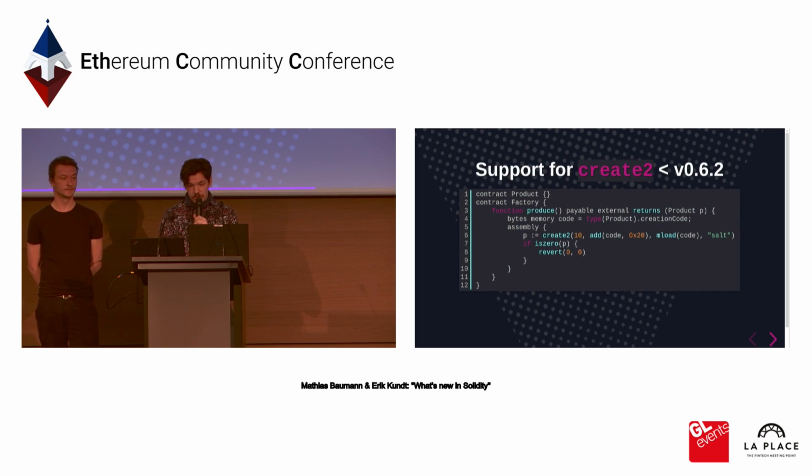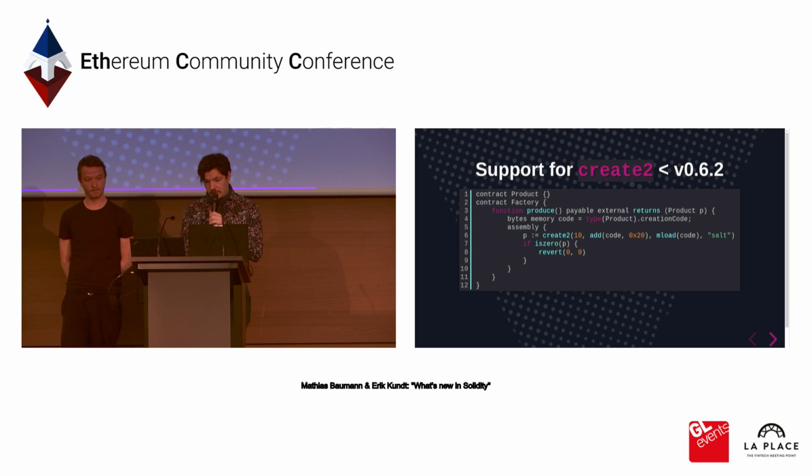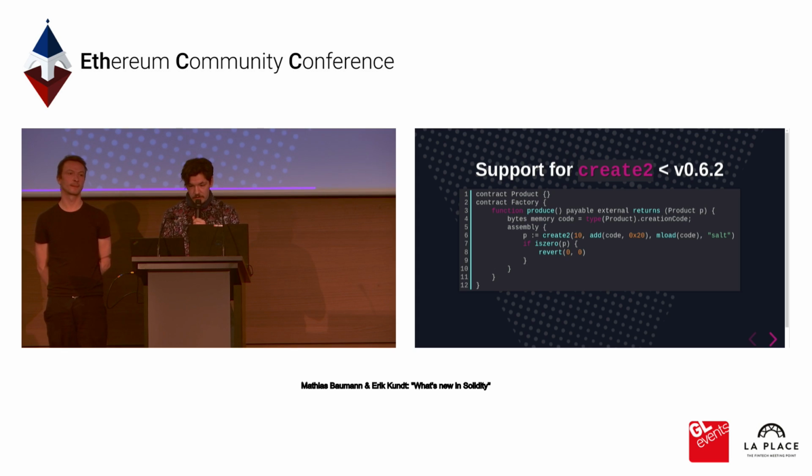This is how you would do it before. You want to make an instance of Product at a predictable address. So you get the code for Product, you call the create2 function in low-level assembly, you give it 10 wei, you add the code, you get the code length and your salt, which in this case is creatively called salt. You check if the creation failed or not and revert if it did. This is all nice, but it has quite some problems actually, and it's complicated to do.